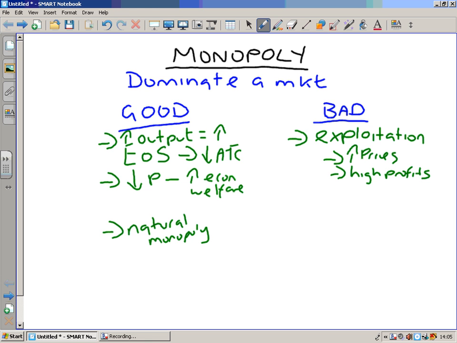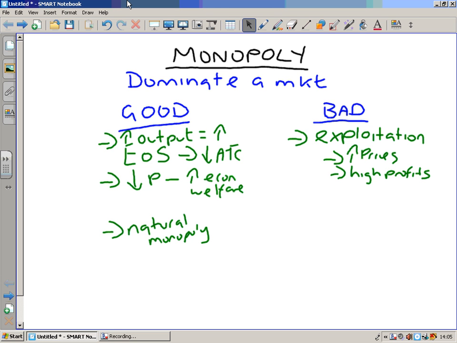And they've got no need to reinvest these because people will still buy their products no matter how good or bad they are. So we've got this problem that people will not receive low prices because any economies of scale the firm gets will go simply into increasing their profit levels. So we've got these good and we've got these bad points about a monopoly.